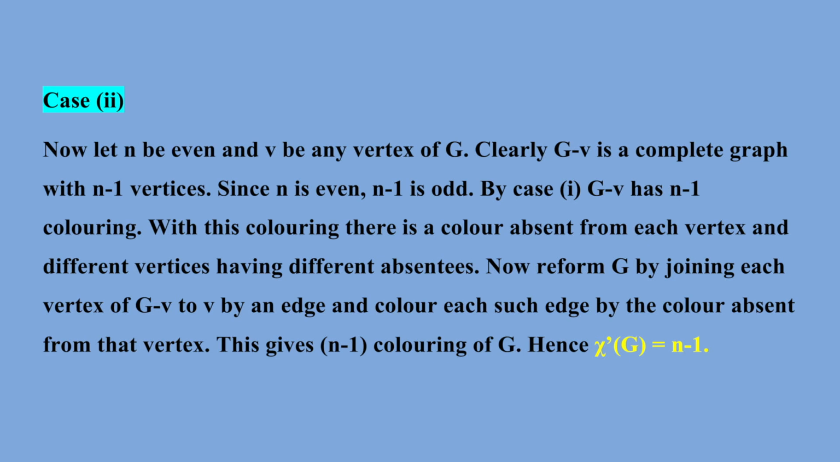By the first case that we discussed, G minus V has an n minus 1 coloring. With this coloring, there is a color absent from each vertex, and different vertices have different absentees. Now, reform G by joining each vertex of G minus V to V by an edge, and color each such edge by the color absent from that vertex. This gives an n minus 1 coloring of G, and hence chi dash of G is equal to n minus 1. So, we proved the theorem.